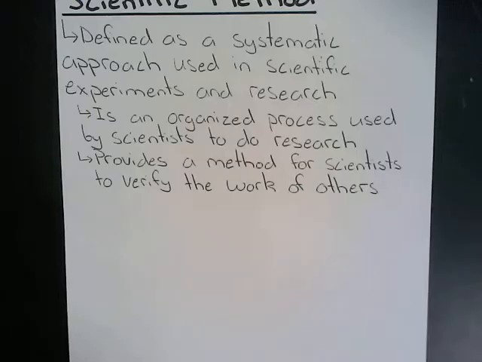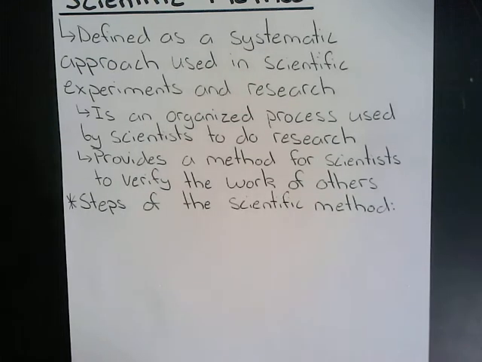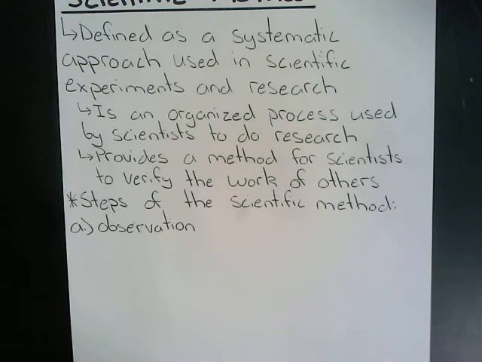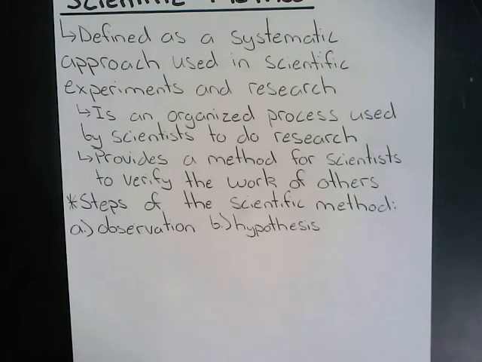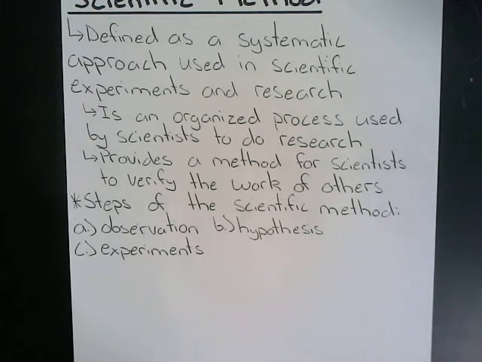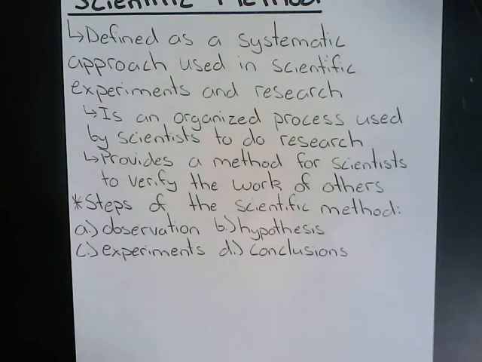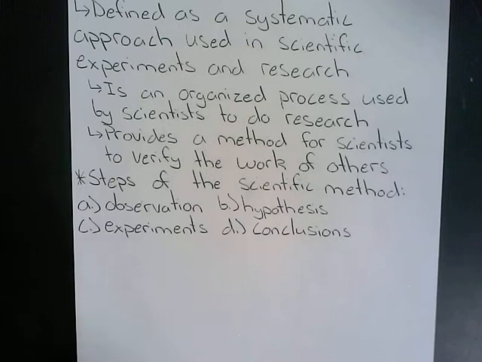Now, there are several steps of the scientific method. One step is observation. Another step is hypothesis. An additional step is experiments. Another step is conclusions. And an additional step is revised hypothesis.